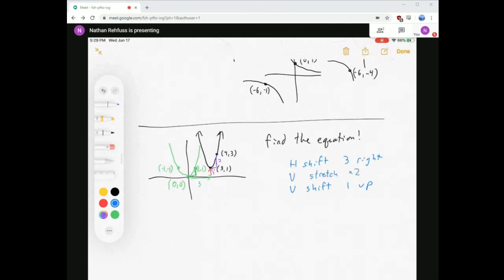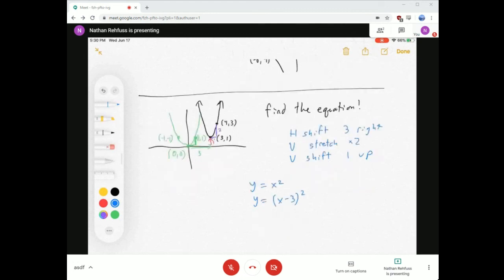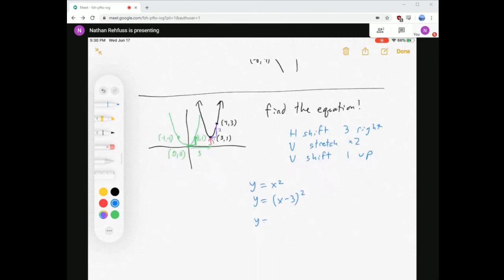So let's write the equation. We'll start with y equals x squared. We'll do a horizontal shift 3 to the right. That means the input, and that's this x, gets a 3 subtracted from it before anything else happens. So that's on the inside. Now the verticals are on the outside. I need to do a vertical stretch times 2. So I'll multiply 2 on the outside, and I need to do a vertical shift 1 up. And so I've got my equation.